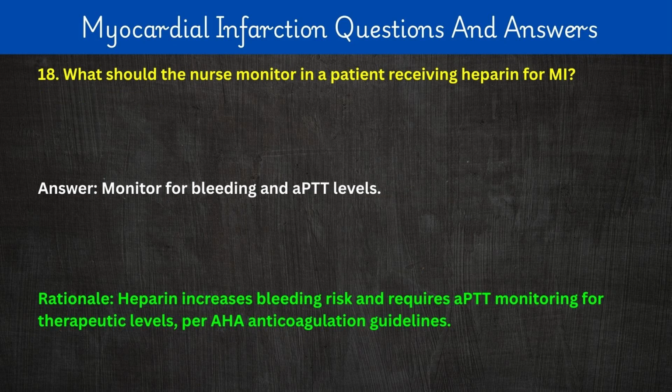18. What should the nurse monitor in a patient receiving heparin for MI? Answer: monitor for bleeding and APTT levels. Rationale: heparin increases bleeding risk and requires APTT monitoring for therapeutic levels, per AHA anticoagulation guidelines.